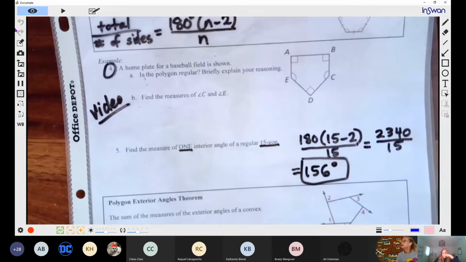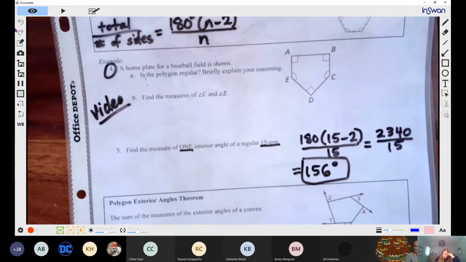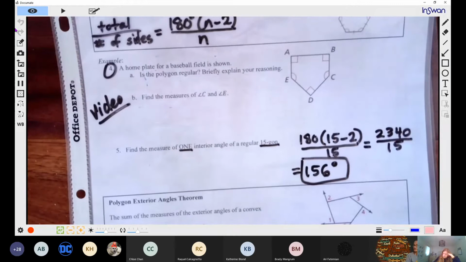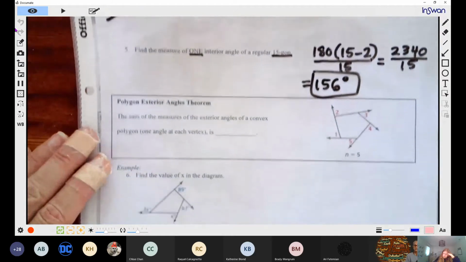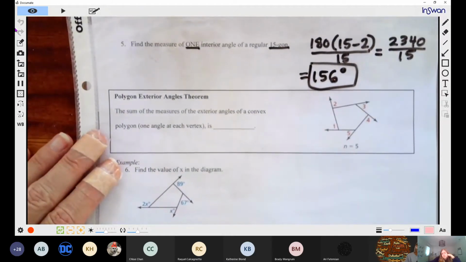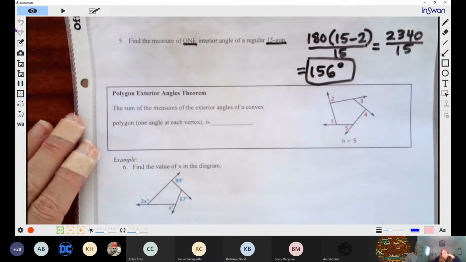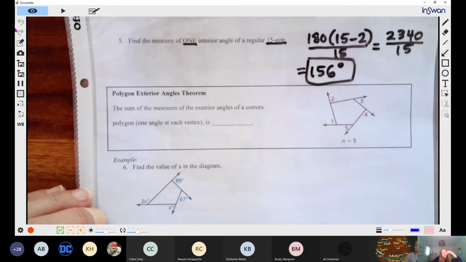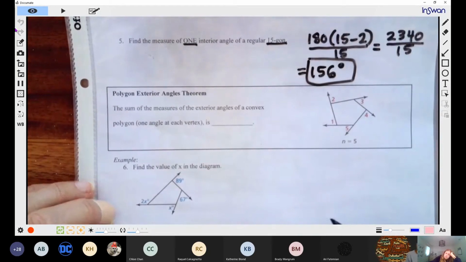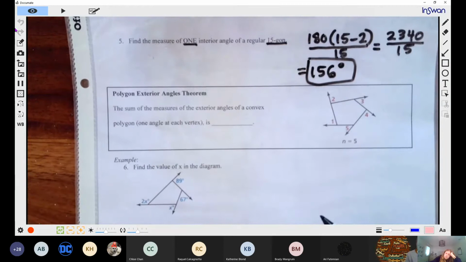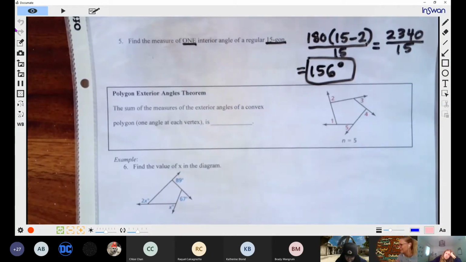Good. We still have another 10 minutes. I think I'm going to take all of the time and keep going because we're pretty much done with interior. Now, exterior angles, you're going to find much, much, much easier. Does anybody know why? I'll give you a big hint. If you stand in one place and you turn all the way around, how far have you gone? 360 degrees. Thank you, Jack.